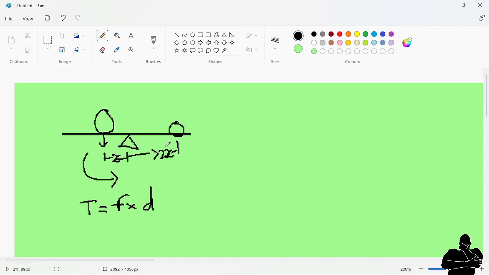Now, if this distance is greater than 2x, then the system will move in this direction. So this person's weight will push the system down, and because they're at a distance greater than 2x, the system is not in equilibrium. So the seesaw will tilt down this way, meaning that this part will go up and this person will be lifted.